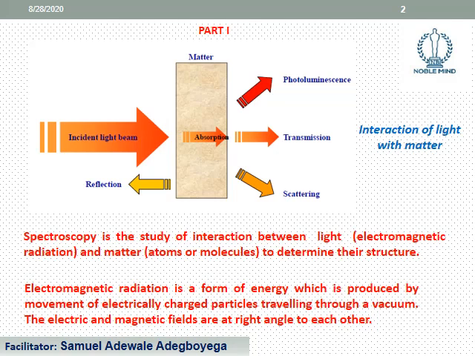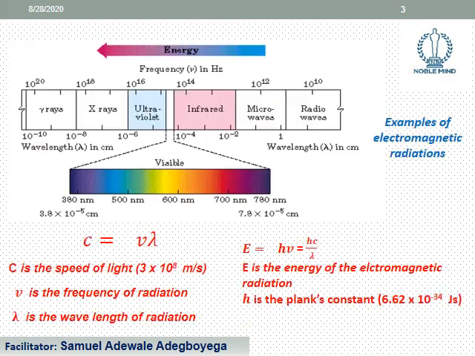So spectroscopy is the study of interaction between light, we are referring to electromagnetic radiation here, and matter. We all know that matter consists of atoms or molecules, with the goal to determine the structure of different compounds that are present in the matter.